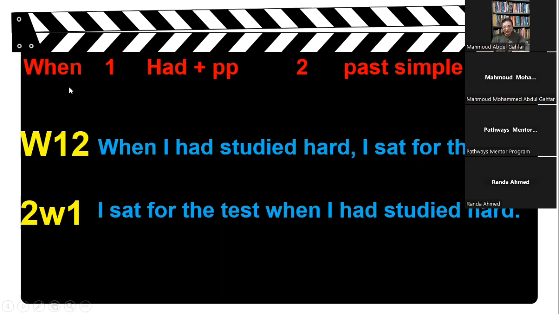Amazing, Mr. Mahmoud. Really amazing. In two ways: either you tell them that when is followed by past perfect and then past simple, and they will forget it, but if you connect the code with the rule, you can say when is followed by had plus the past participle and then past simple. Or you can keep it like W12. W means when, 1 means had plus the past participle of a verb, 2 is past simple. If you put it in the middle of the sentence, you take 2 to the beginning, then W, and you take the past perfect to the end of the sentence. It will be 2W1. Okay?